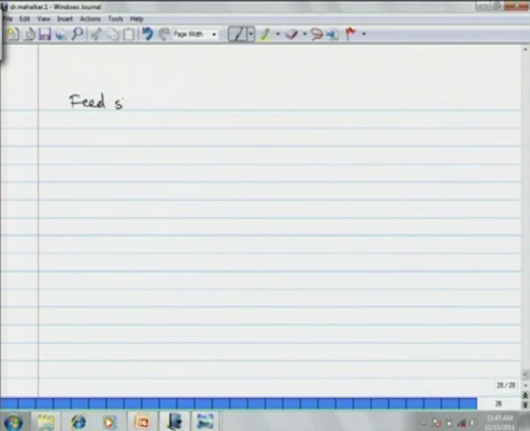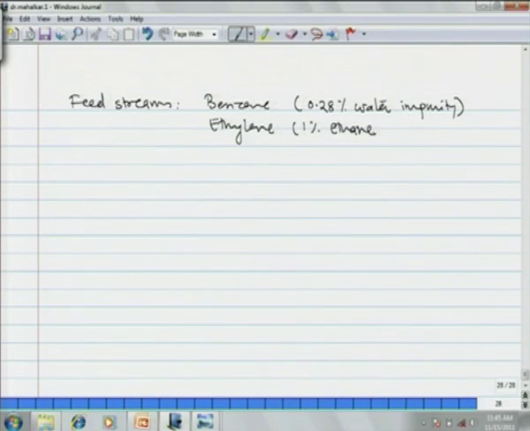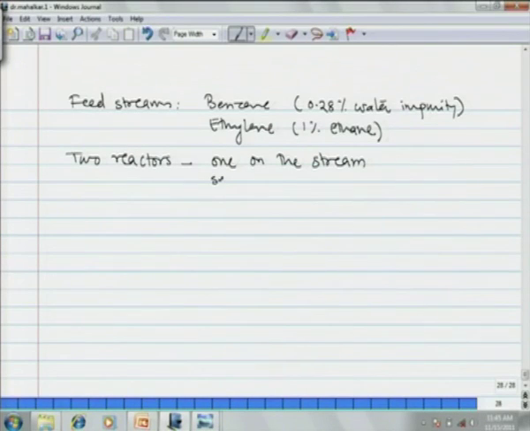The feed streams for the process are benzene, which has 0.28% of water as impurity, and ethylene, which has about 1% ethane as impurity. Usually for this process, two reactors are used. One on the stream and second which is kept for regeneration due to coke formation. And now we have to design the hierarchy of flow sheets for this process.